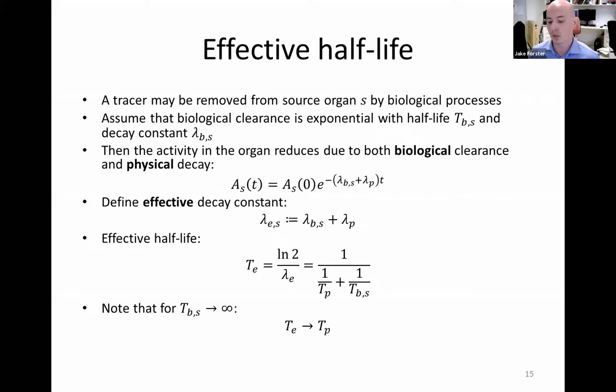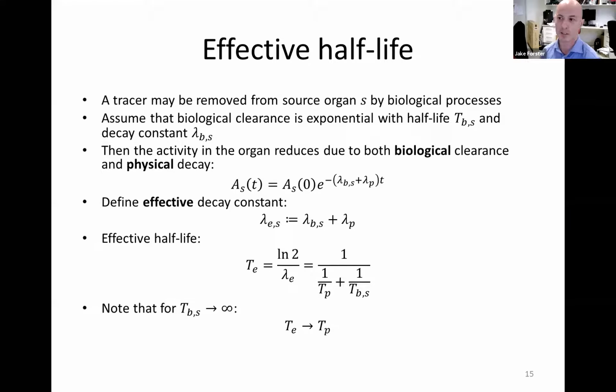And because I'm not sure about the background of some of the viewers, I'm going to talk about effective half-life quickly. So you might have this perception that if you have activity in a source organ, it's removed not only from physical decay, but also from biological processes. And what we do is we assume that the biological clearance is also exponential, and it has a half-life which we denote by T, B for biological, and S for whatever the source organ is. And we can give it a decay constant as well, just from the exponential.